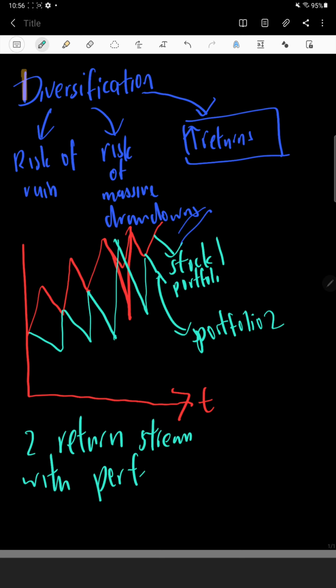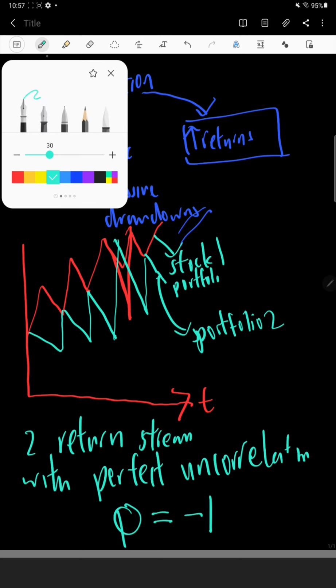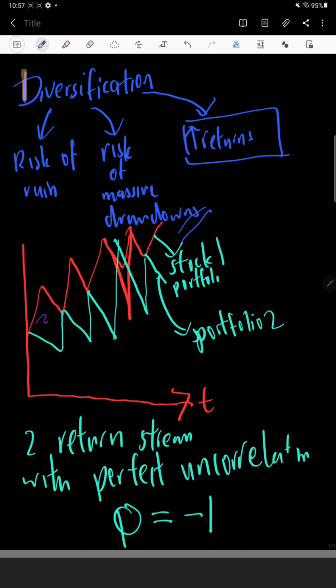with perfect uncorrelation. In other words, the correlation, in statistics they often denote it as rho, is equal to -1. These two return streams are perfectly uncorrelated. And what is the ensuing return stream, if you are able to combine them in equal weightage? You'll be able to get a nice, smooth, straight line, constant return stream over time in purple, right?